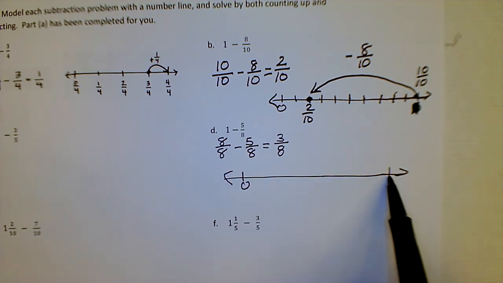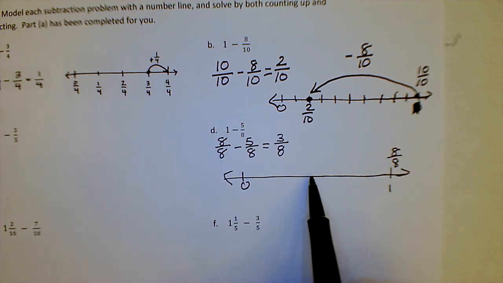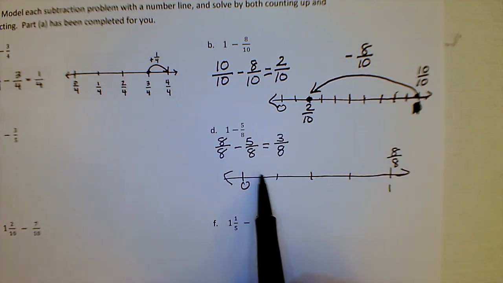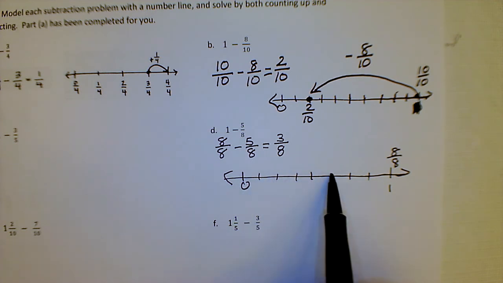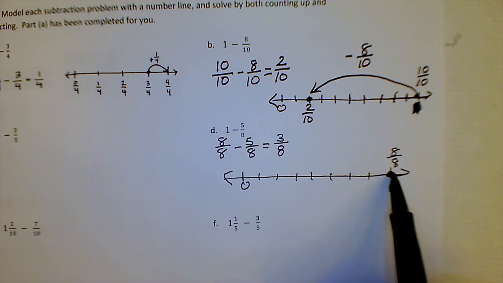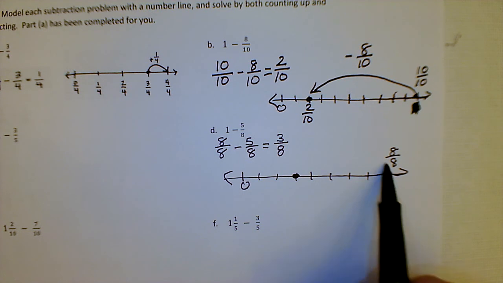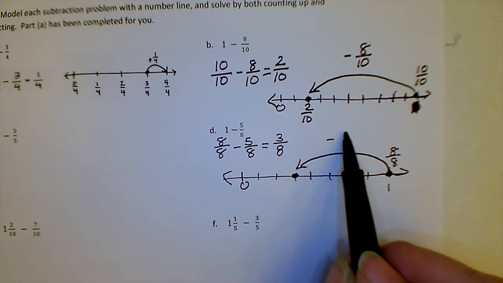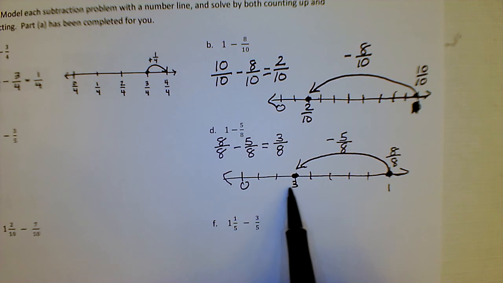So I'm going to have 0, I'm going to have 1, which is really just 8 eighths, and then I'm going to draw in all my eighths. So let's check. 1, 2, 3, 4, 5, 6, 7, 8. We're starting at 8 eighths. I'm going to subtract 5. We're counting our hops, remember that. 1, 2, 3, 4, 5. And now I have to show what I just did. I subtracted 5 eighths. And I ended up at 1, 2, 3, 3 eighths. And there you have it.